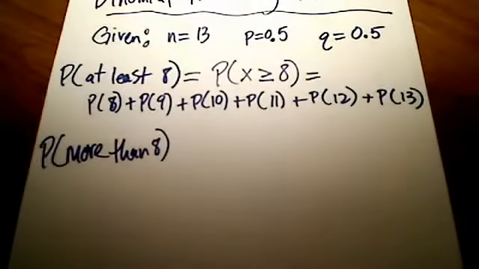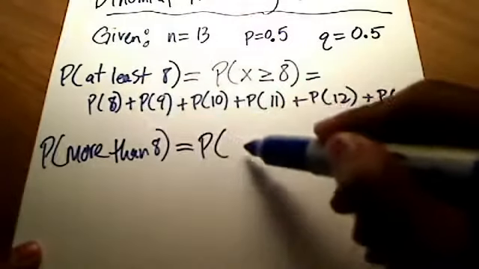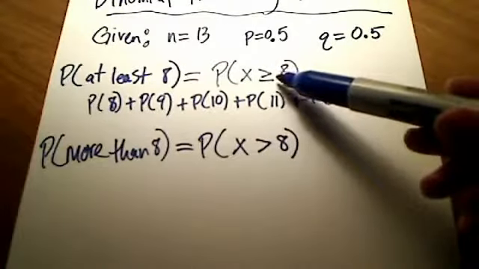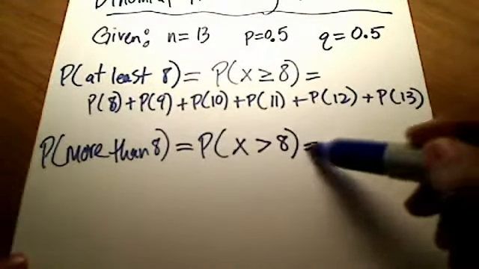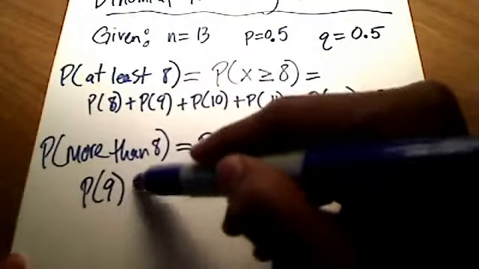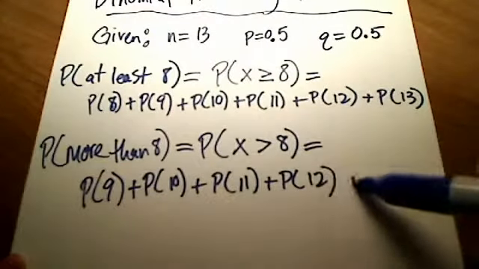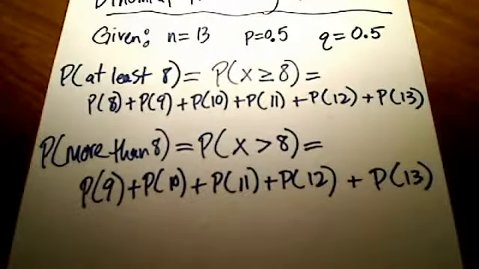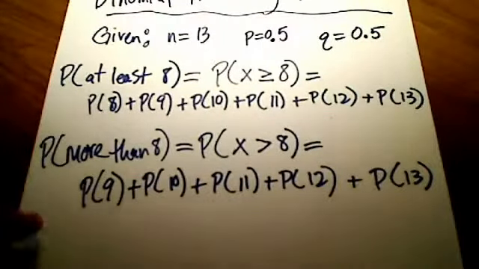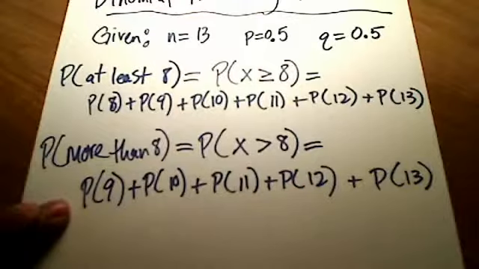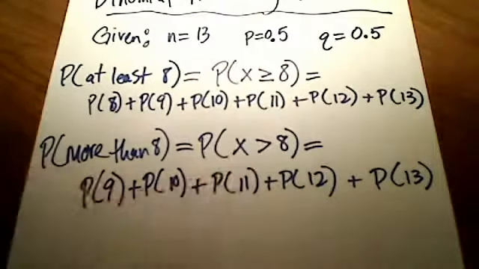What if you saw the probability of more than 8? What does that mean? That means the probability that x is greater than 8. But notice this time it doesn't include 8, right? This one over here is greater than or equal to 8, but this one does not include 8. So it would be these sums: probability of 9, probability of 10, probability of 11, probability of 12, all the way up to the probability of 13. You can see the only difference between these two is that the probability of 8 was not included, because more than 8 does not include the value 8.